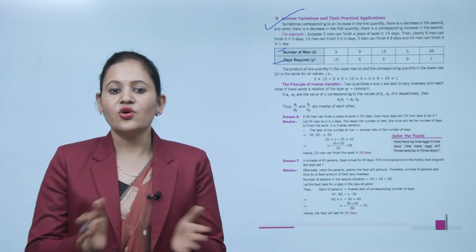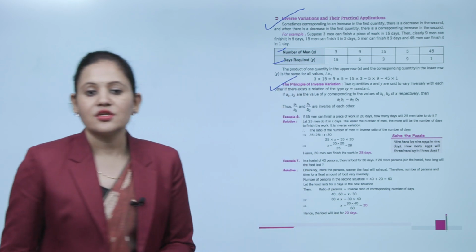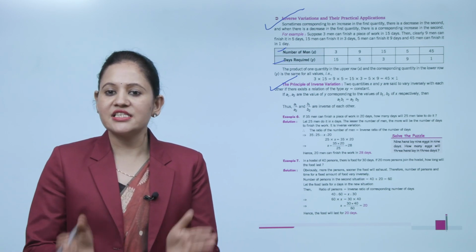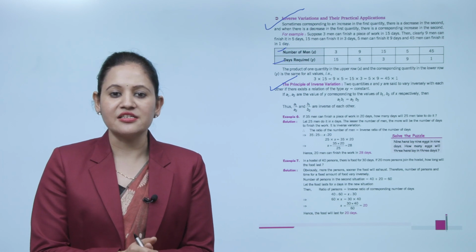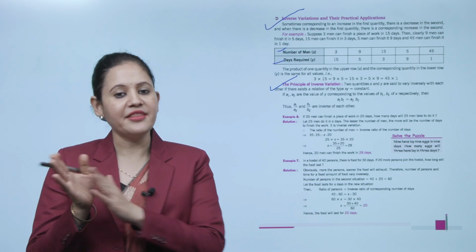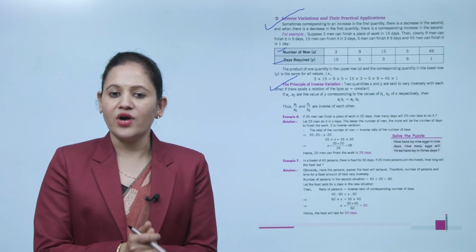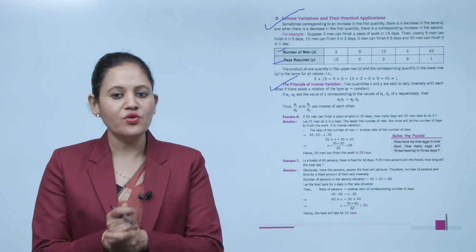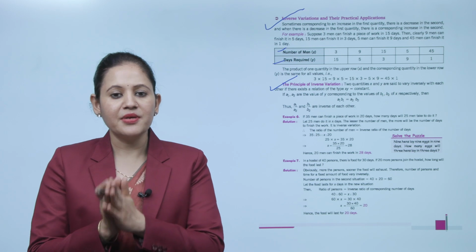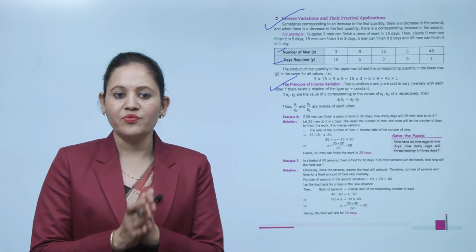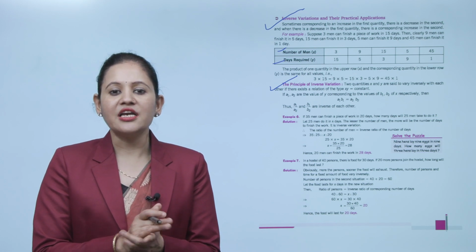Clear? So, the principle of inverse variation: two quantities x and y are said to vary inversely with each other if there exists a relation of the type x multiplied by y equals a constant. If a1, a2 are the values of y corresponding to values b1, b2 of x respectively, then a1 b1 equals a2 b2. Thus, a1 upon a2 and b1 upon b2 are inverse to each other.